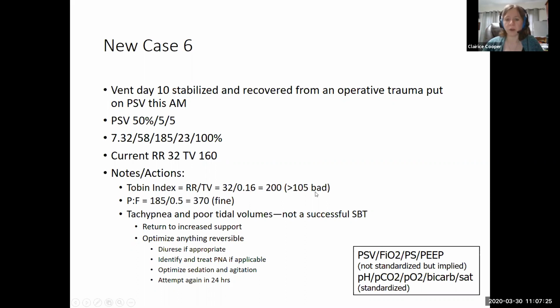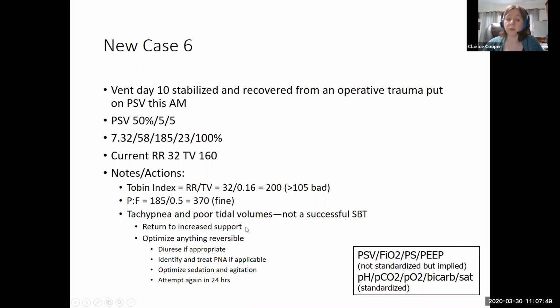Hopefully you didn't require a formula to recognize that, and if you were standing at the bedside watching the patient breathe at a rate of 32 with a volume of 160, you'd probably pick up on something going on. From an oxygenation standpoint, the patient is fine, no big deal. So we need to optimize this patient. This is a failed spontaneous breathing trial due to tachypnea and poor tidal volumes.